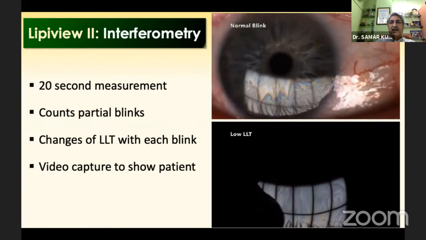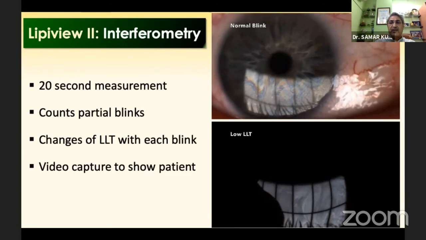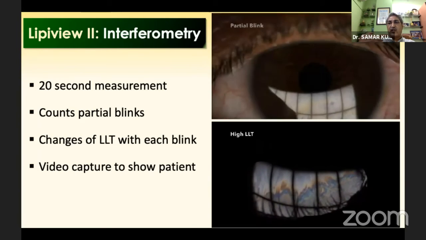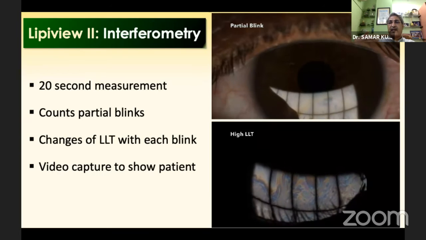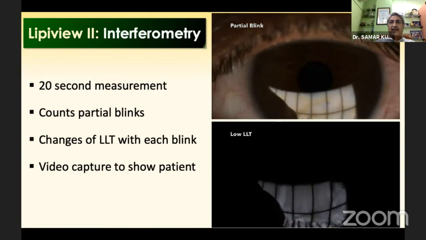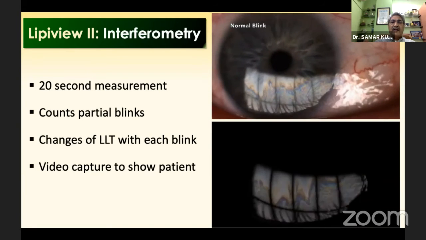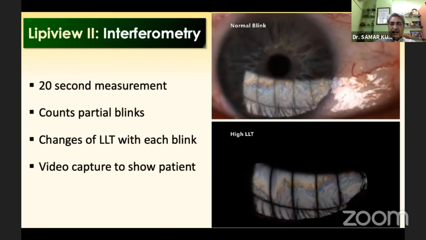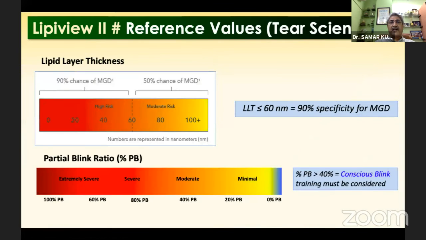So if you see these two videos given by Tear Science, the interference pattern of these two tear films is different. It also gives a 20 second measurement and then counts the partial blinks, how many of them are partial blinks percentage-wise, and the change of lipid layer thickness with each blink. And you can also show the patient what is happening with the lipid layer. You can videograph it and show it to the patient for better understanding.